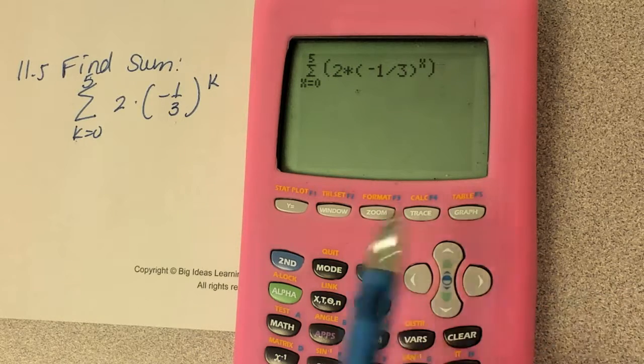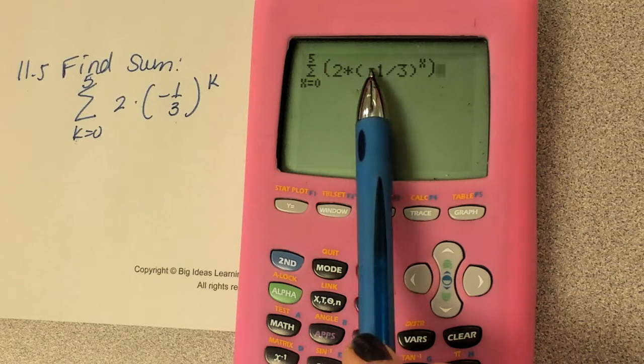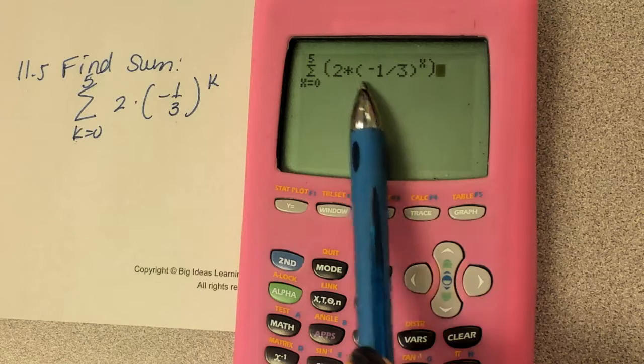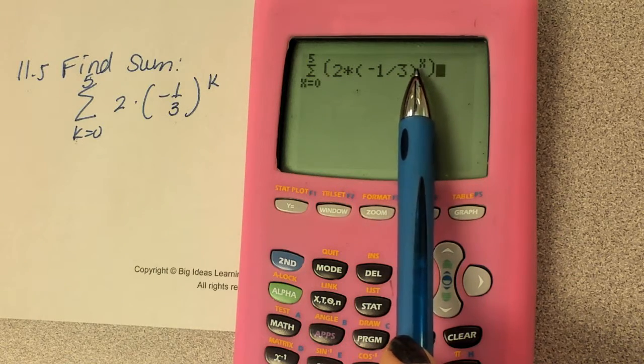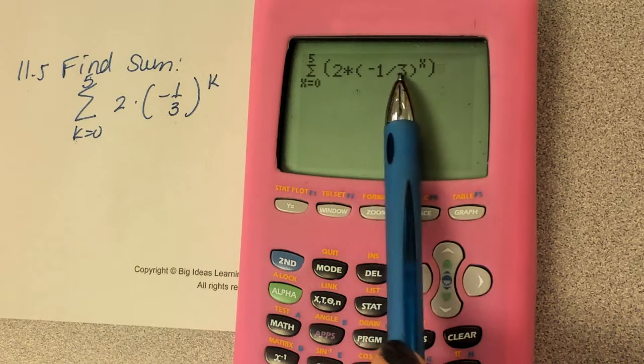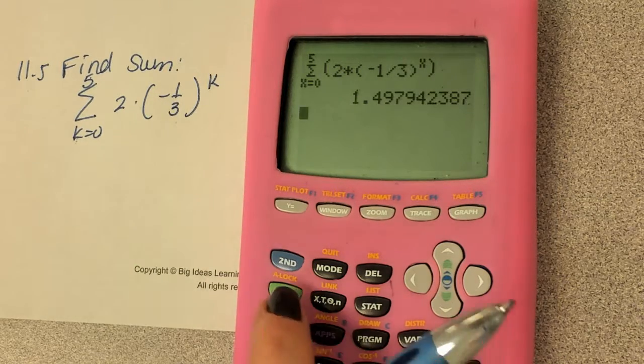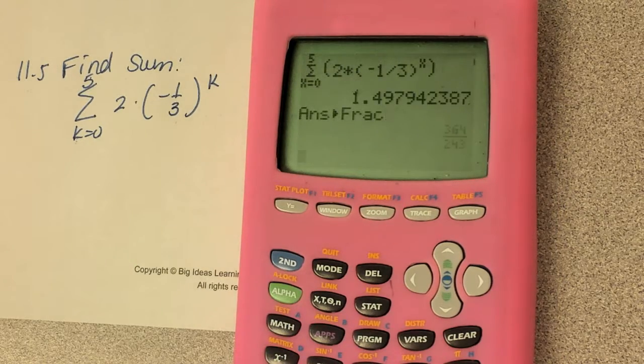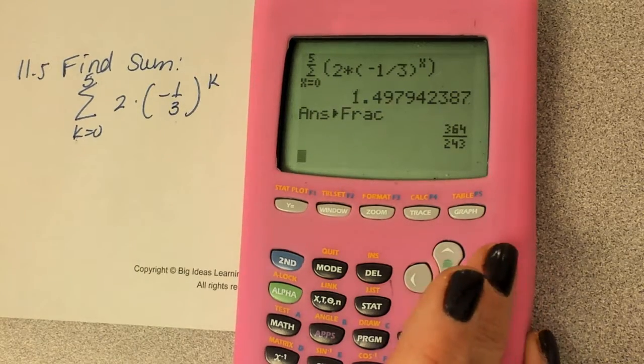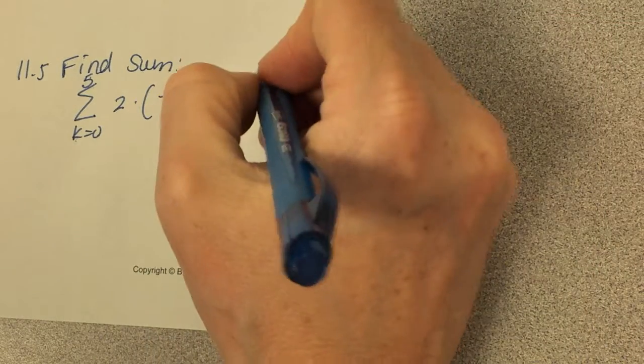Look at the parentheses that were needed. I wanted to do negative 1 over 3. That whole thing needs to go to the x power. So I have to make sure I put that fraction in parentheses. When I hit enter, I get this. I'm going to math frac that. And 364 over 243.